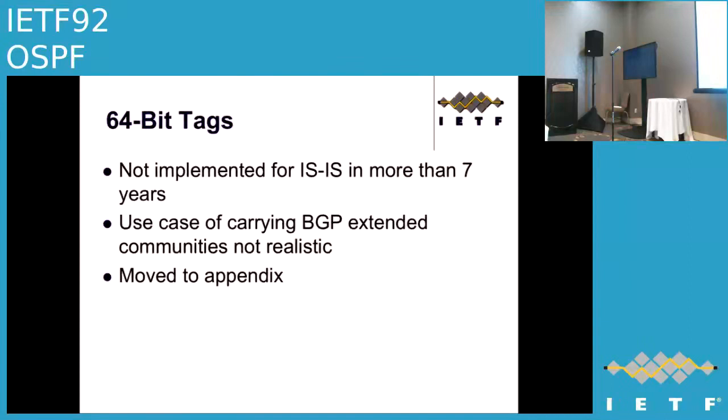Now, the ISIS graph, this was way back, 7 years ago, and it was in use more than 7 years ago, from me. It took a good 2 years to standardize the size, so more like 10 years. There was a 64-bit tag. Nobody's implemented this. Nobody's used it. The use case of carrying BGP extended community is not realistic. Nobody's putting a lot of BGP routes in the IGP. So I left that out. I just moved the 64-bit tag to appendix because I couldn't find one vendor who implemented it for ISIS.